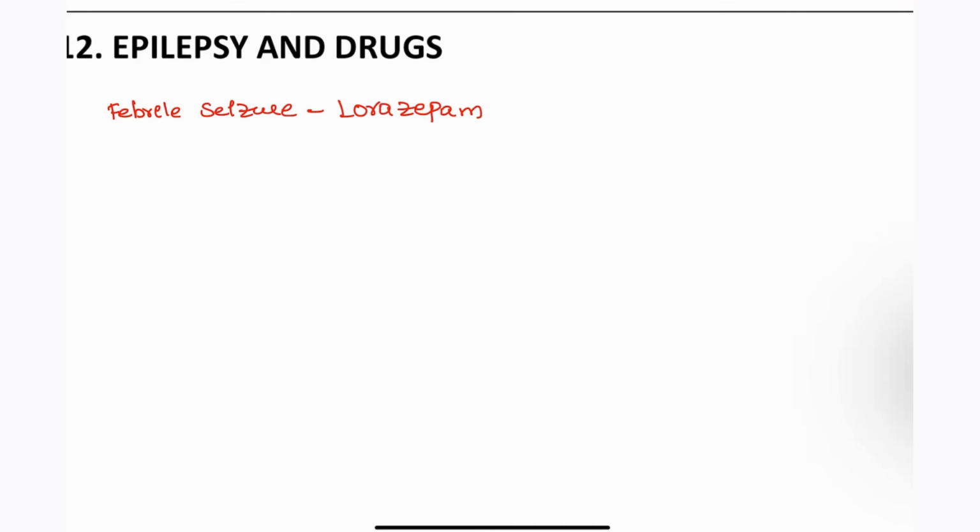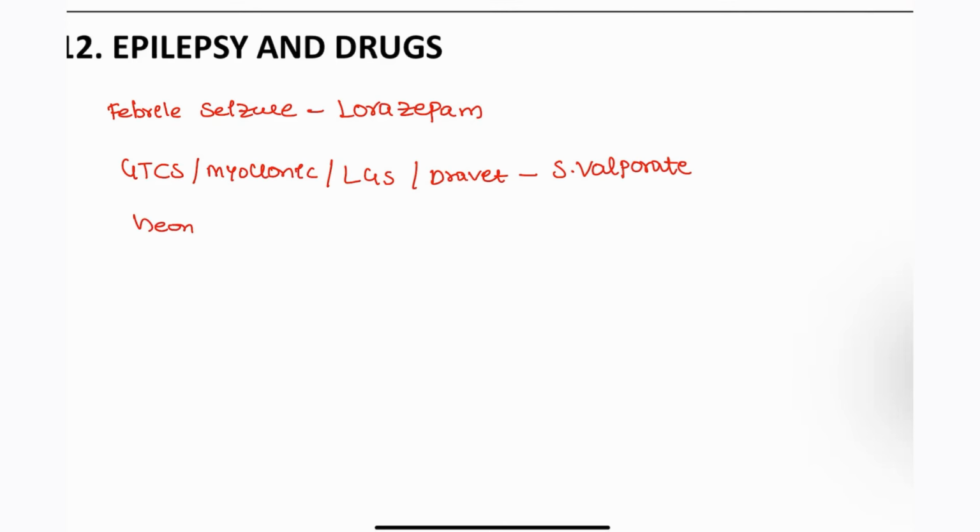And those who are suffering from generalized tonic-clonic seizure, or myoclonic jerks, which is juvenile seizures, or Lennox-Gastaut syndrome, or Dravet syndrome, for all these patients sodium valproate is given. For those suffering from neonatal seizures, less than 28 days, phenobarbital is given for this patient.